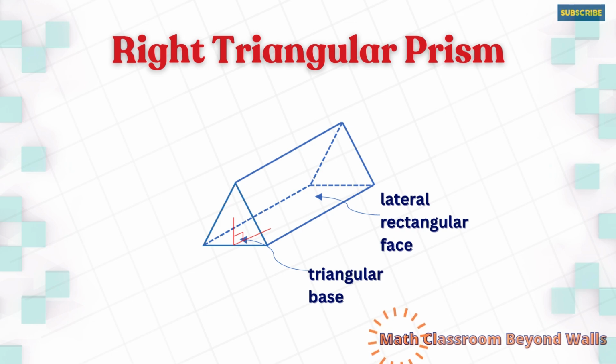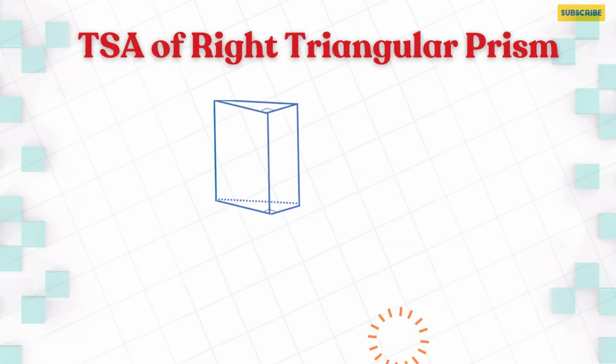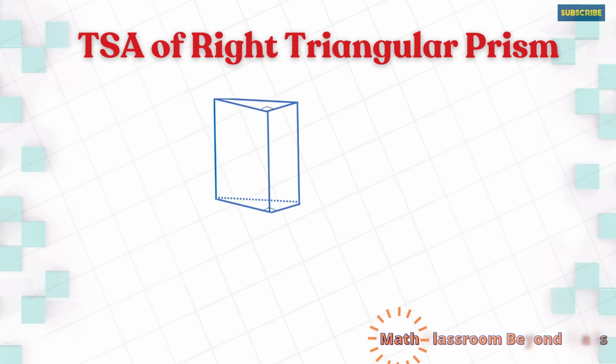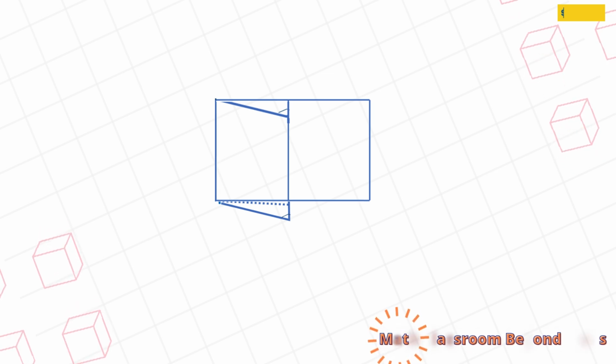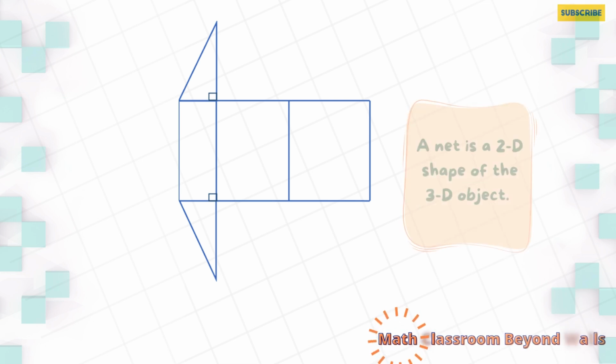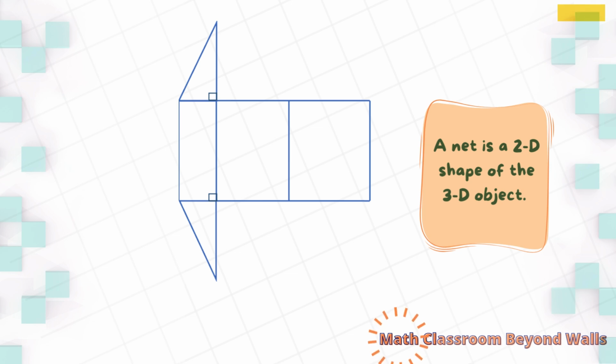Our goal today is to find the total surface area, TSA in short, of right triangular prisms. Let us consider this right triangular prism with a right angle on its base. Imagine that the triangular prism is an empty container. Opening the container shows us its 5 surfaces, the 3 lateral faces and the 2 bases. This is the 2D shape of the triangular prism. We call this a net. A net is a 2D shape of the 3D object.